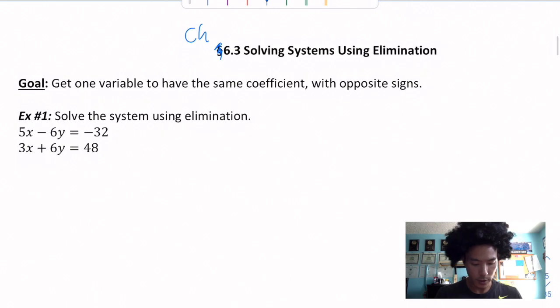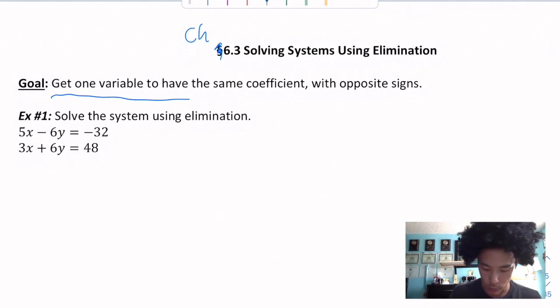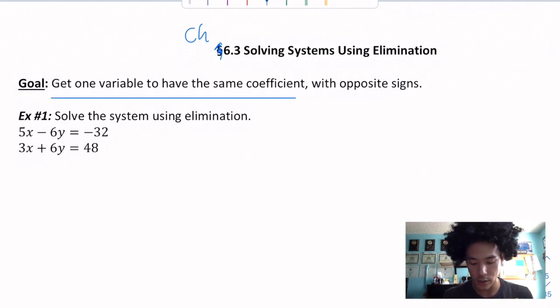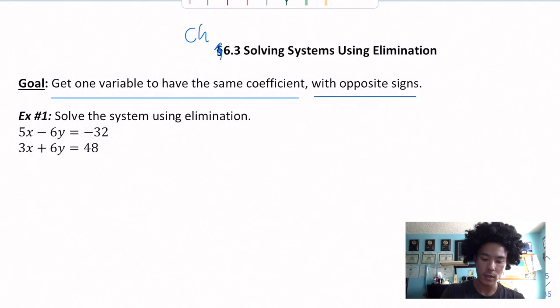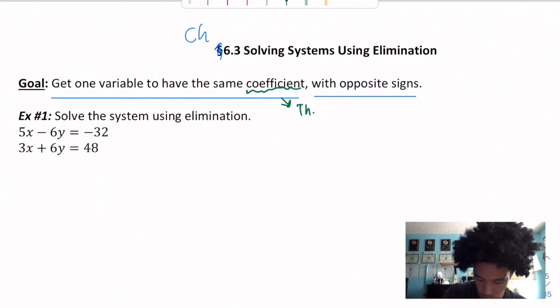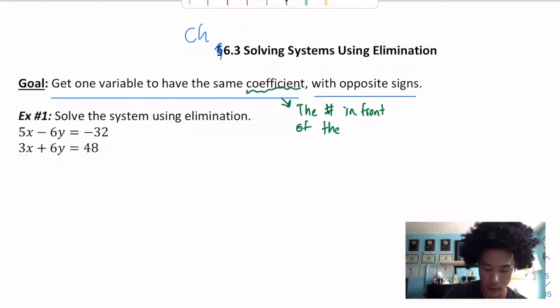All right, so here's the goal. Get one variable to have the same coefficient with opposite signs. Okay, same coefficient. Let's talk about that. When we say coefficient, this definition here, it basically means the number in front of the variable. Again, make sure you're writing all of this down. If you need to pause it.